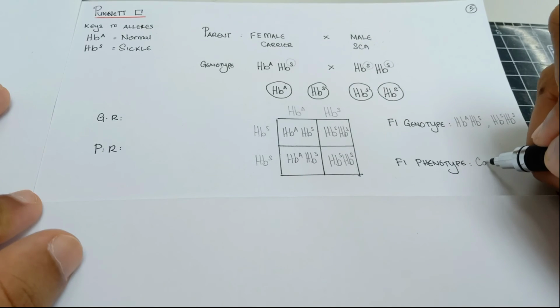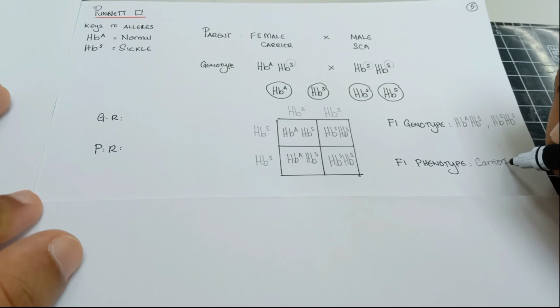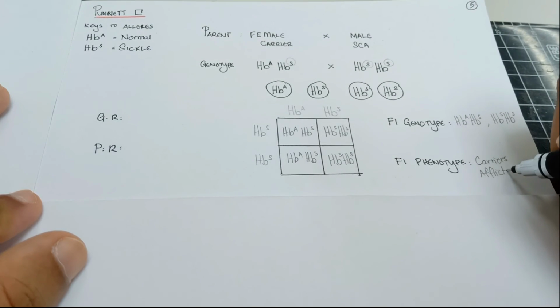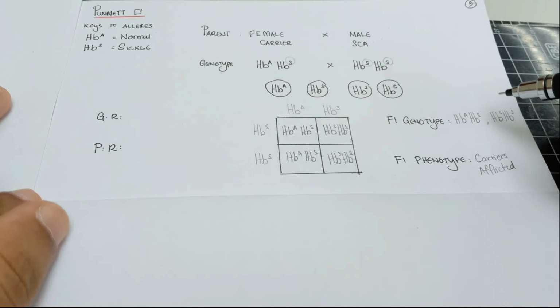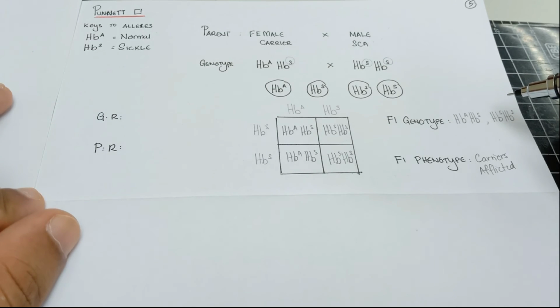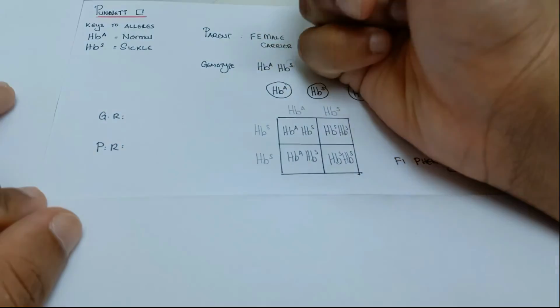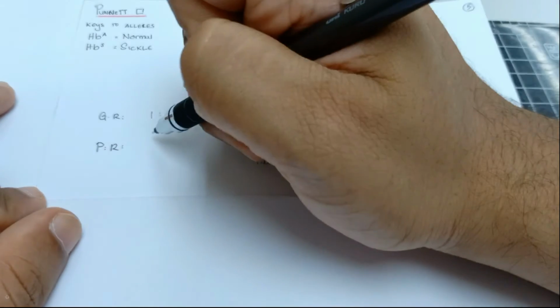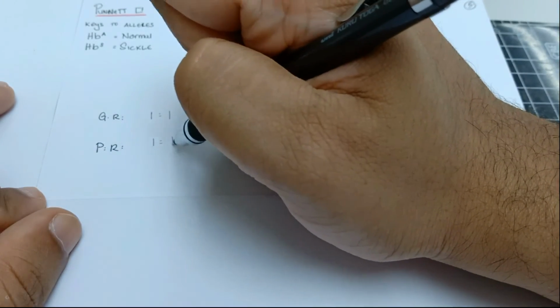The phenotype would be I have carriers and I have afflicted. So the likelihood of a person having sickle cell anemia would be more prone towards the males because of the recessive gene. Now, when it comes to genotype ratio, I only have two types of genes, so 1:1. After simplifying it, even the phenotype ratio is also 1:1.